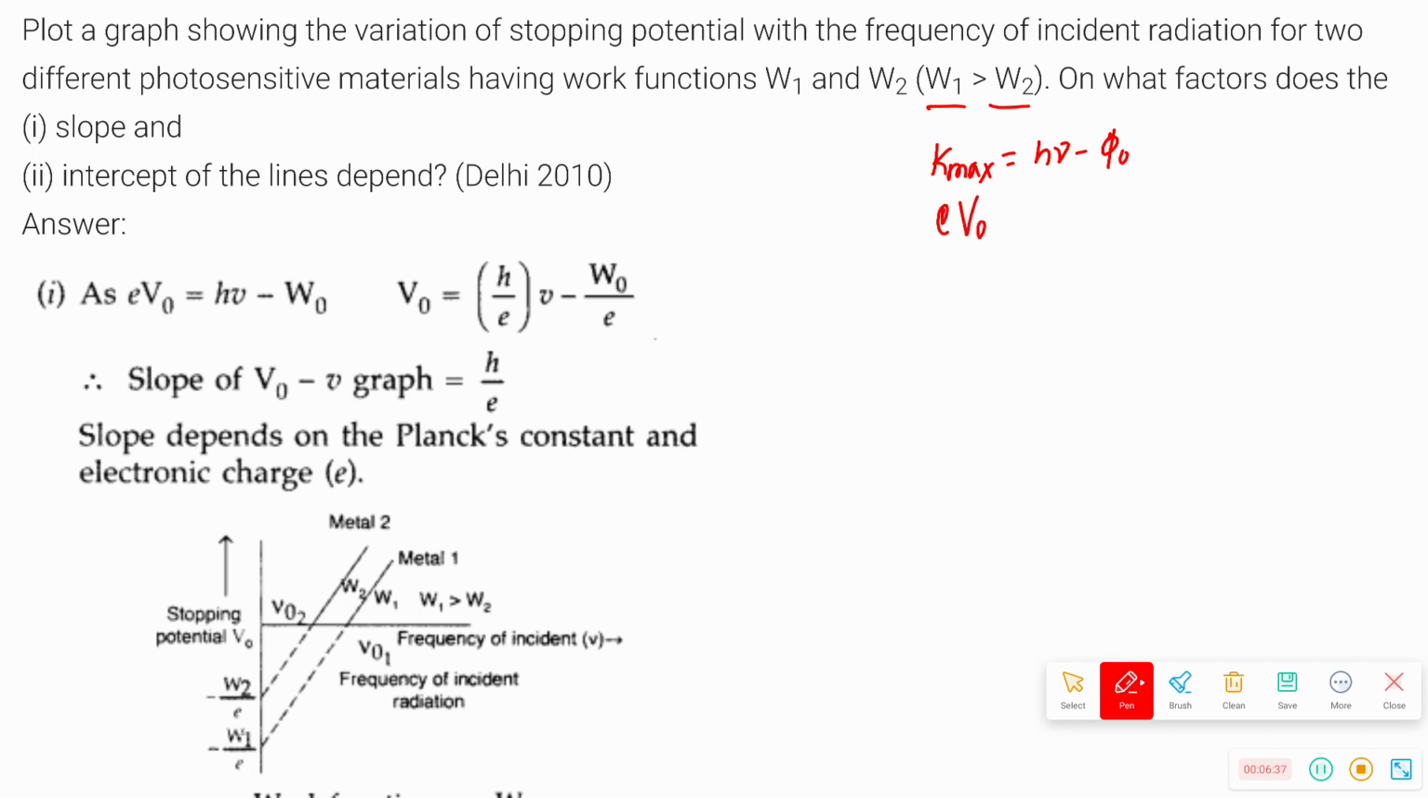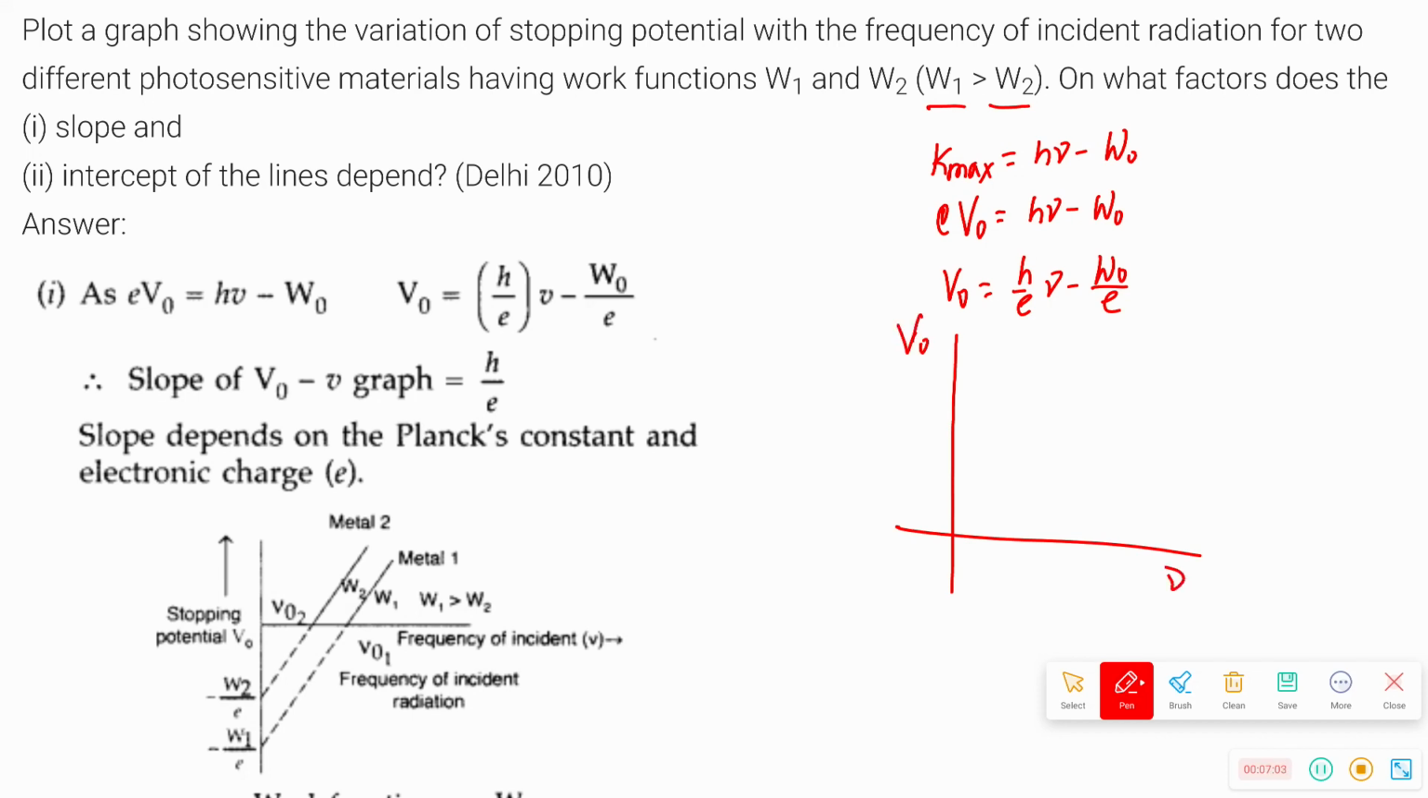and here this is eV naught, the stopping potential, equal to h nu minus phi naught. Or if W is taken, you can take W naught also, no worries. Now V naught is nothing but h by e times nu minus W naught by e. So if I do the graph of V naught and frequency, my slope will be h by e.